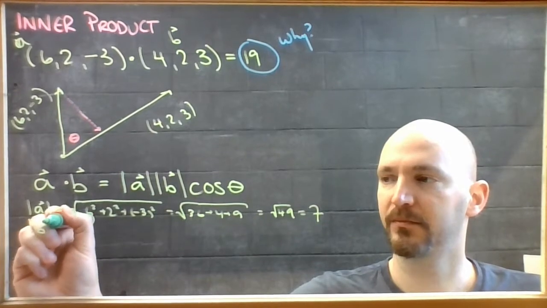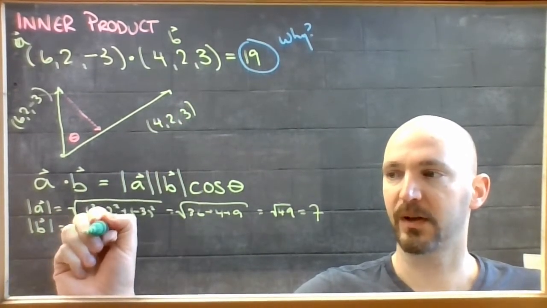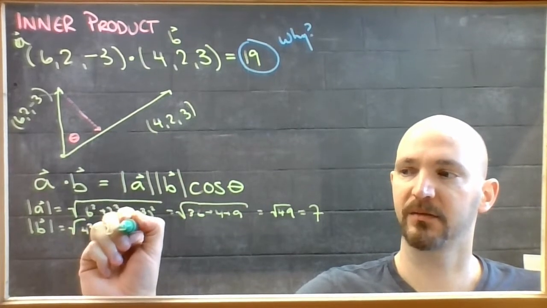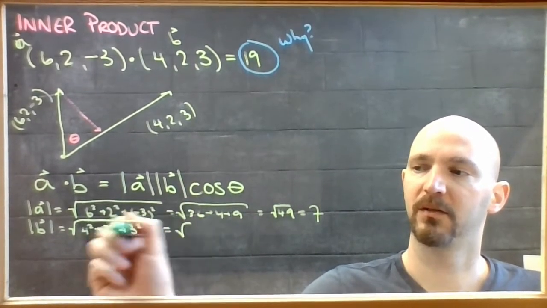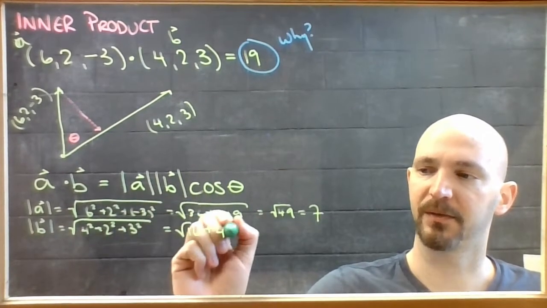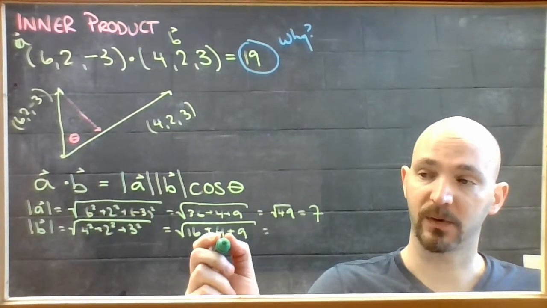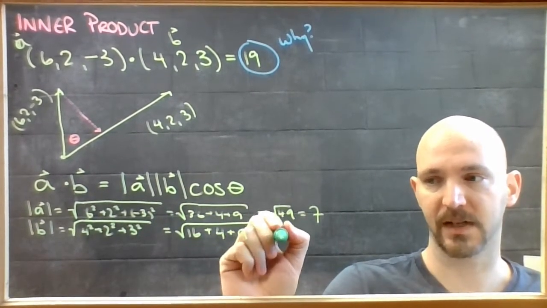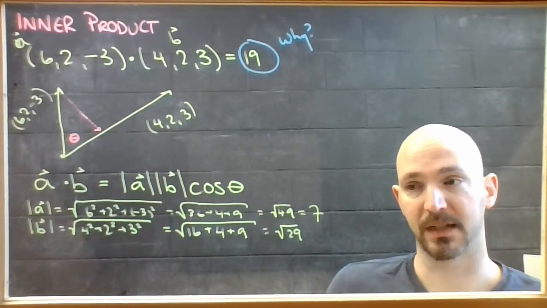Magnitude of B would be square root of 4 squared plus 2 squared plus 3 squared. 4 squared is 16, 2 squared is 4, 3 squared is 9. 16 and 4 is 20, plus 9 is 29. Square root of 29, now that's awful, but it'll do.